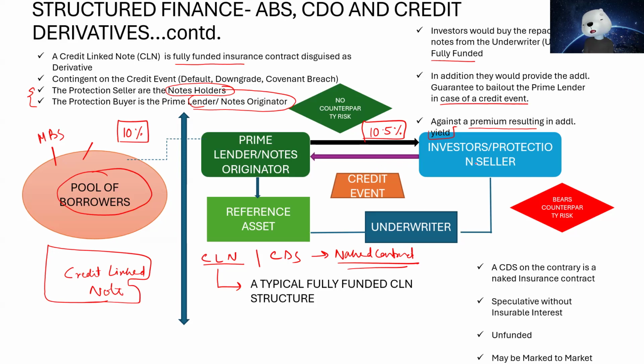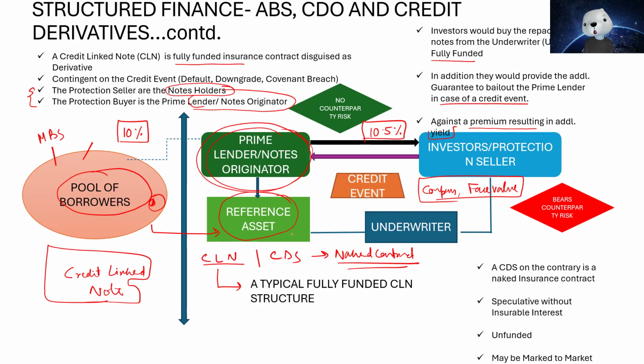The catch being that these investors would enjoy the additional yield with the understanding that if there is a default out here, the notes originator will withhold all the future cash flows that would otherwise accrue to the investors. That means that the future coupons, even to the extent of the face value, may be withheld in order to recover the loss that the notes originator may have suffered because of these reference assets. Now, mind you, as I said before, these reference assets are actually underwritten on this pool of borrowers.